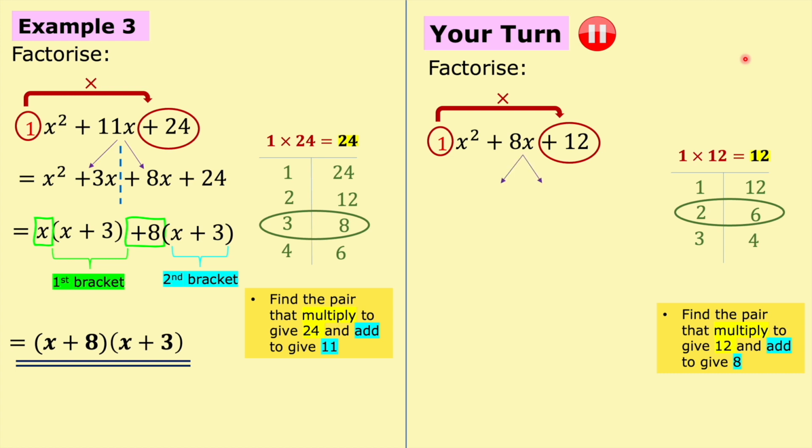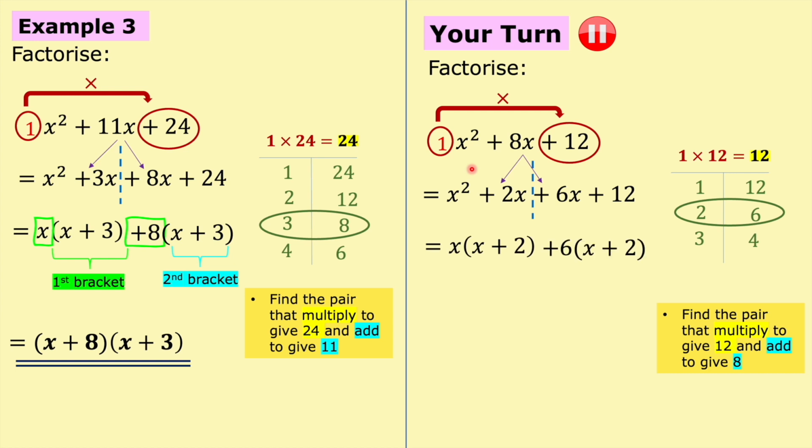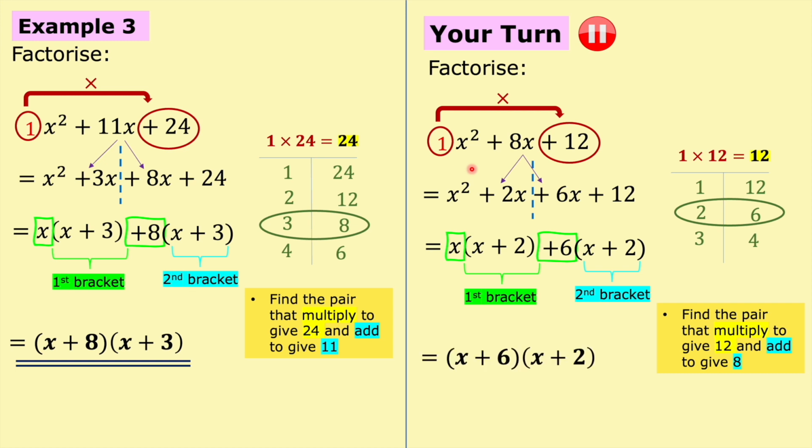So rewriting this expression by splitting up 8x into 2x plus 6x, x squared and plus 12 stay the same. We're then splitting this expression straight down the middle, factorising the first half using a common factor, and then factorising the second half using a common factor. And then we're identifying our first bracket, which is x plus 6, and our second bracket, which is x plus 2. And then rewriting those brackets to get x plus 6, x plus 2. So well done if you got that.